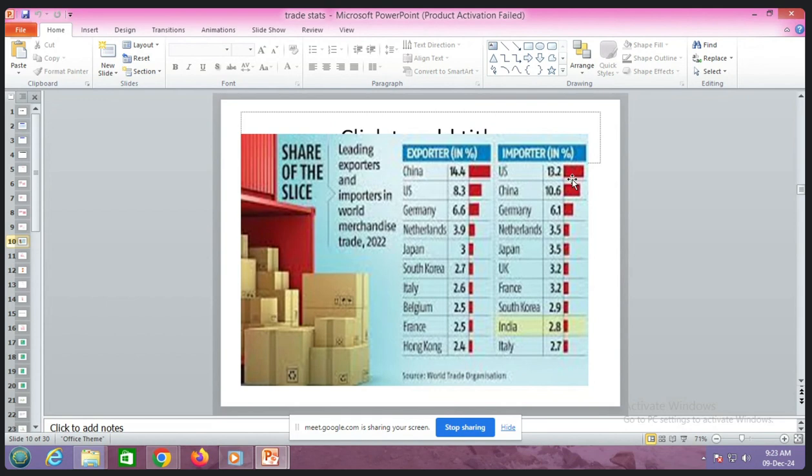So you can see here US is the top importer, and India also imports very heavily. So India is among the top 10 importers, but it is not in the exporters category.